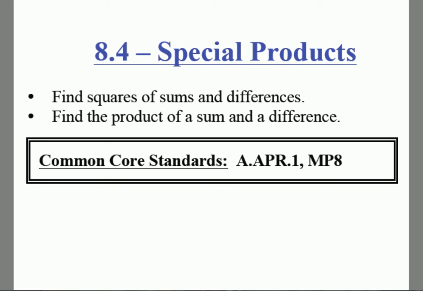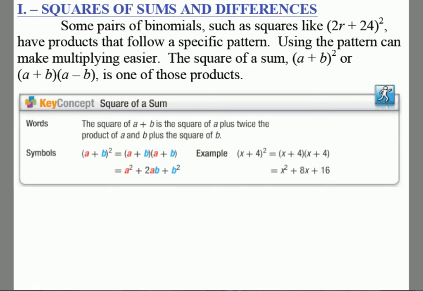Okay, in lesson 8.4, we're going to learn about special products. Special products are whenever you multiply specific binomials times binomials, and you're going to be able to find those. Those are called the squares of sums and differences. And then we're also going to find our products of sums and differences.